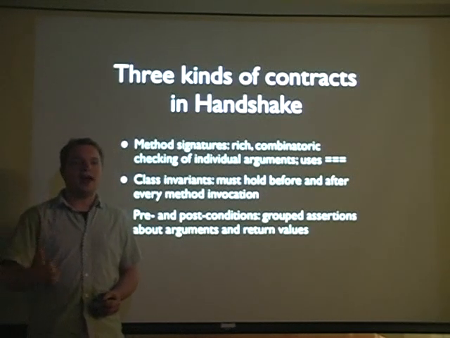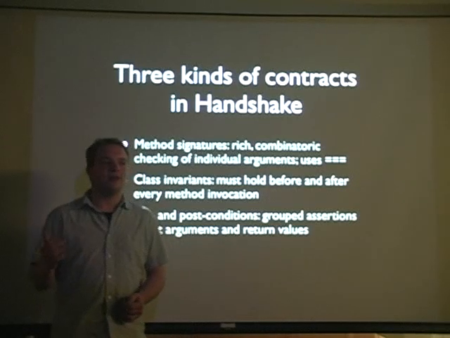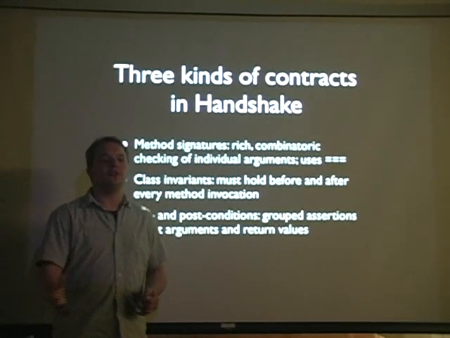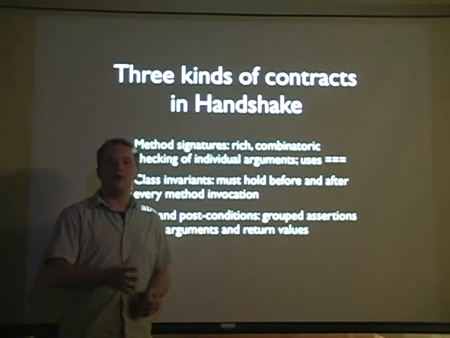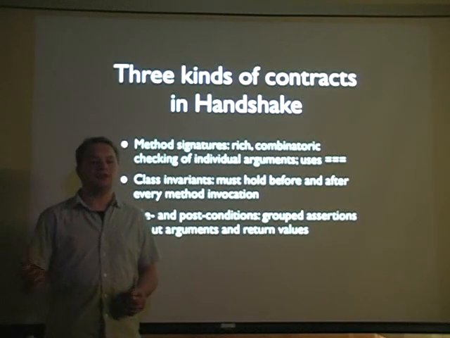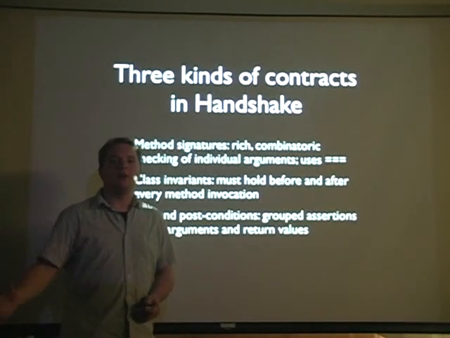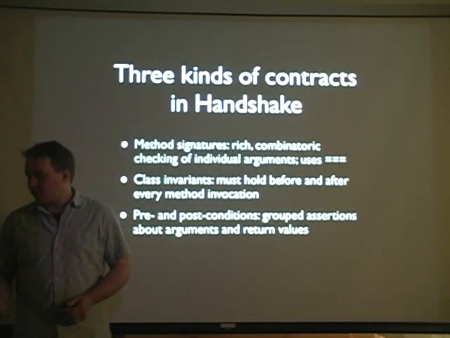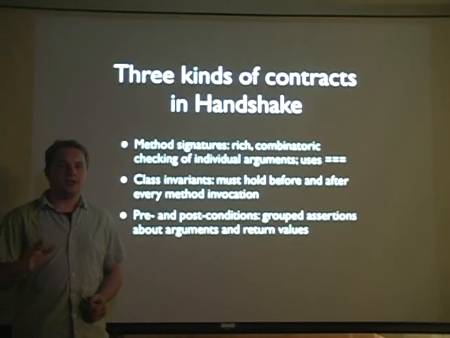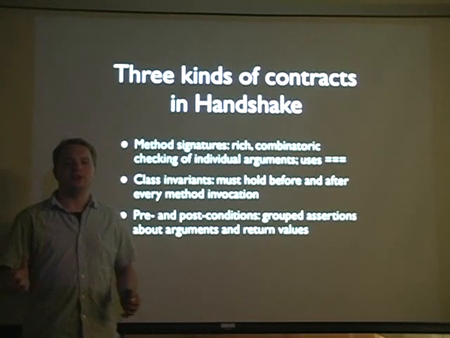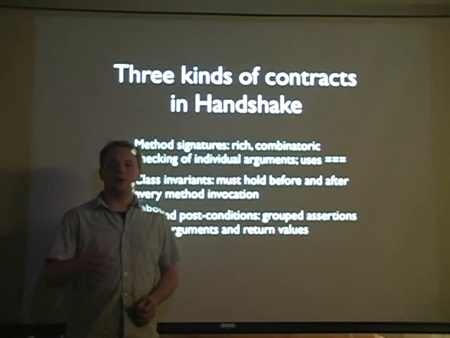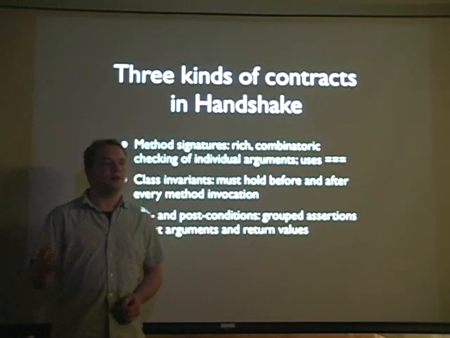You can use class invariants. Class invariants are things that must hold true at every point during the existence of an object. So before a method is called, it checks to see whether the invariant holds, and after the method is called, it checks to see whether the invariant holds. And if the invariant is violated, then it throws an error. Second thing is method signatures, which are really interesting and cool. They're not like Java method signatures. These are really expressive ways of talking about what the constraints are on the arguments for your methods and what the return values are.